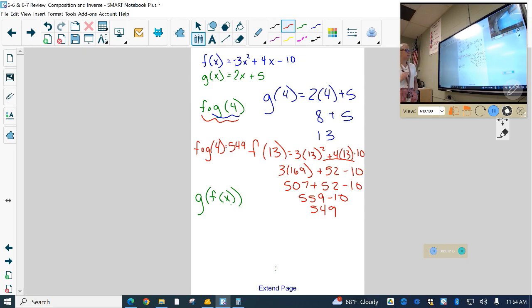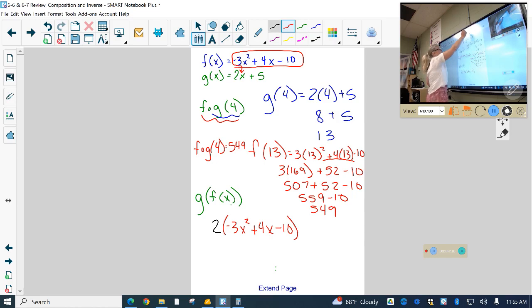And then g of f of x. Remember, if I don't have a number, that means I have to take the entire f function and put it in place of the x of the g function. Put the f inside of the g function. So I have 2, and then instead of an x, I'm going to put the entire function in, negative 3x squared plus 4x minus 10. And then plus 5. And then just simplify.